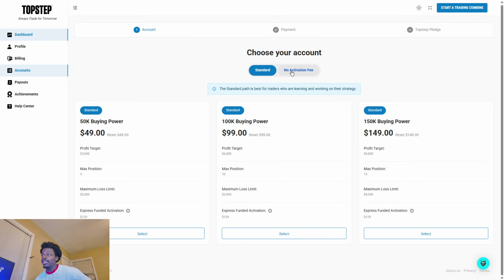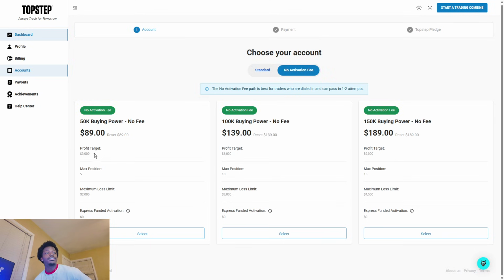Now let's cover the no activation fee accounts. These are brand new to TopStep, and basically what the no activation fee accounts are is exactly what it says they are. You don't have to pay an activation fee once you pass the eval. It's an all-in price from the get-go.